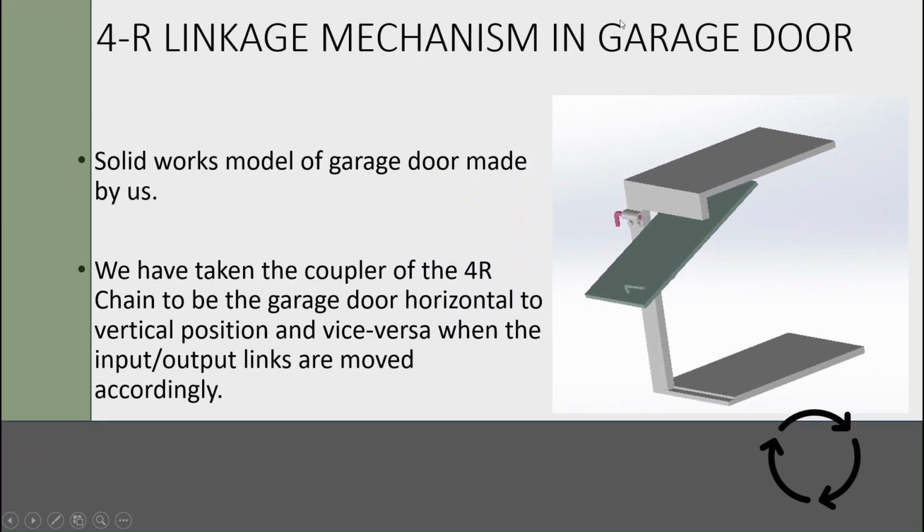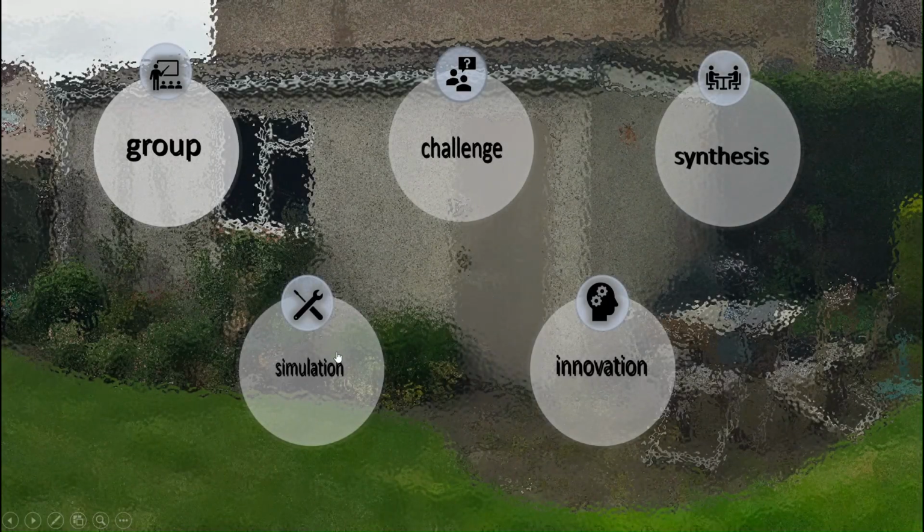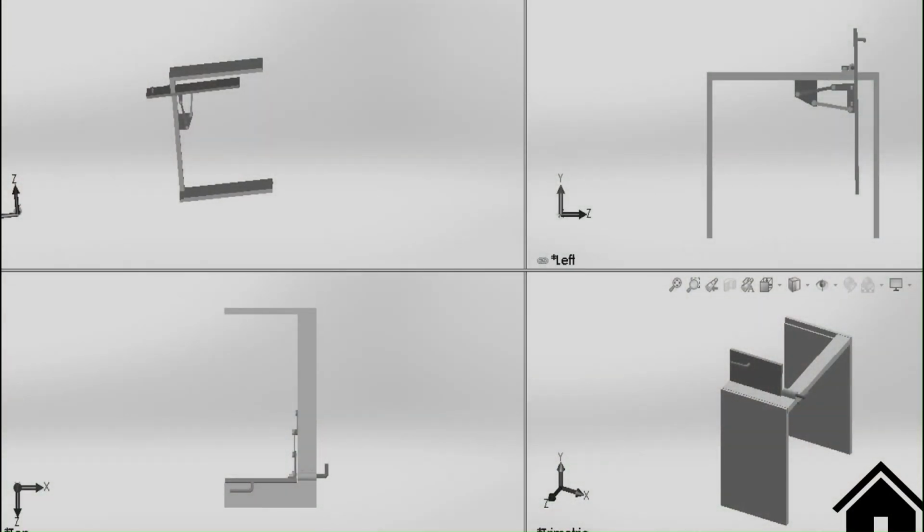This was our SolidWorks model of the garage door. We have taken the coupler of a 4-bar chain to be our garage door, with horizontal and vertical positions with respect to ground. And let's go to the simulation part. This was the garage door we made using SolidWorks, and as you can see, all 4 different positions.